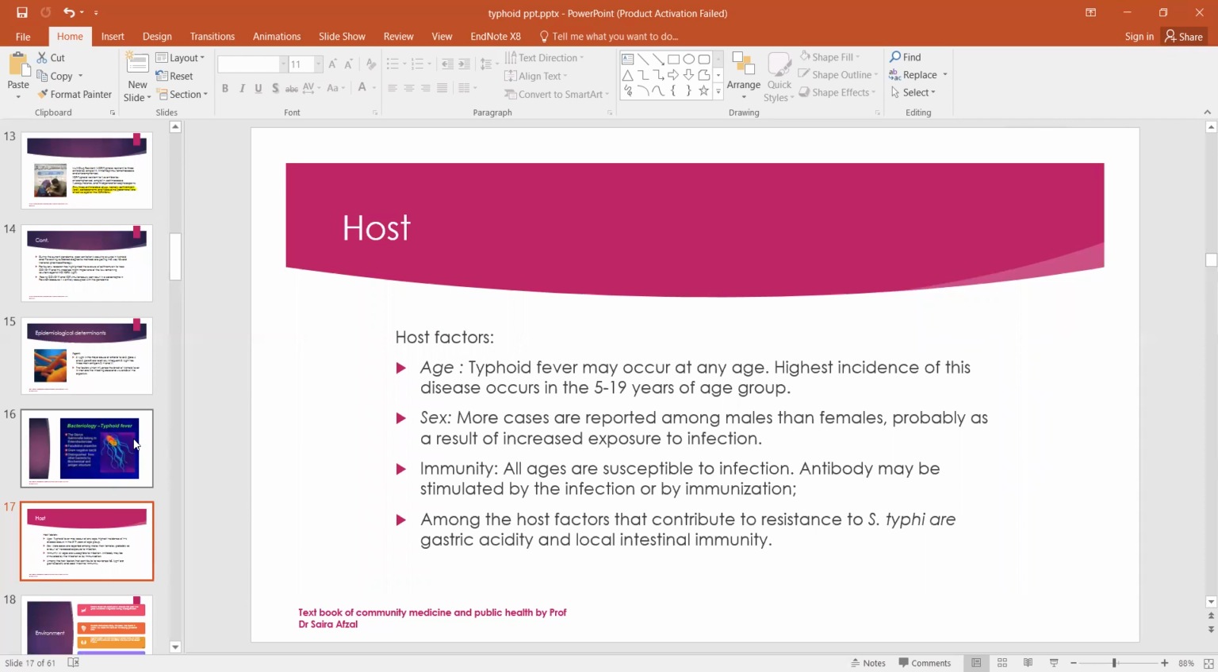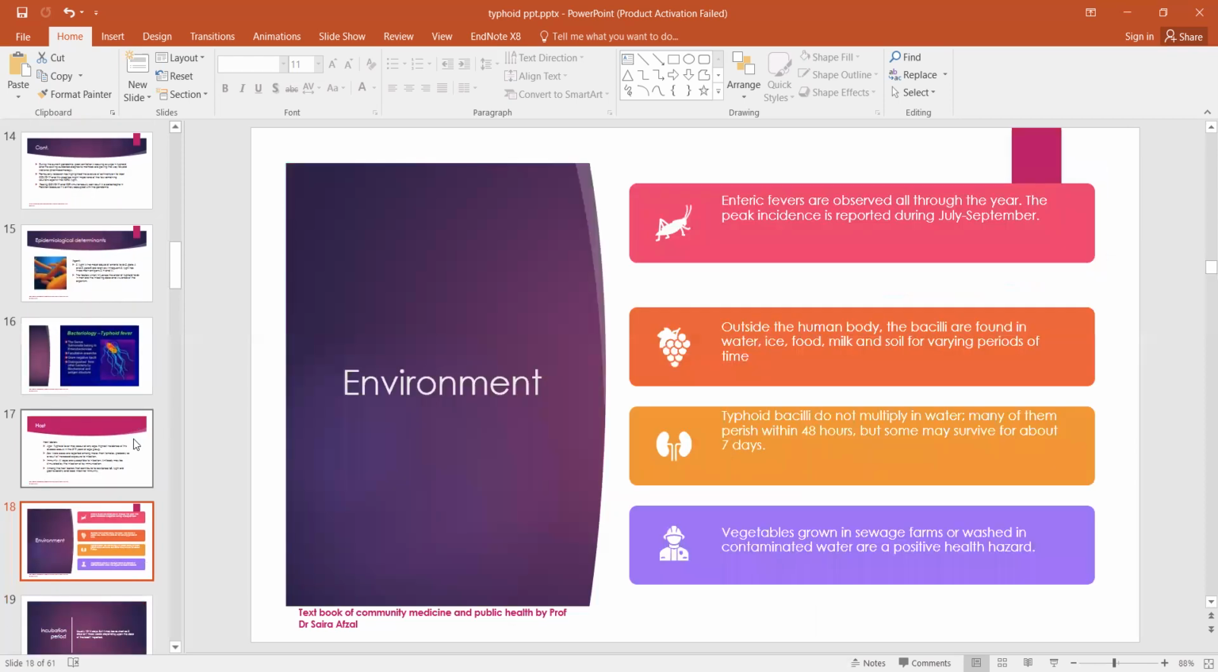Host: age. Typhoid fever may occur at any age. The highest incidence of this disease occurs in the 5 to 19 years age group. More cases are reported among males than females, probably as a result of increased exposure to infection. All ages are susceptible to infection. Antibody may be stimulated by the infection or by immunization. Among the host factors that contribute to resistance to Salmonella typhi are gastric acidity and local intestinal immunity.